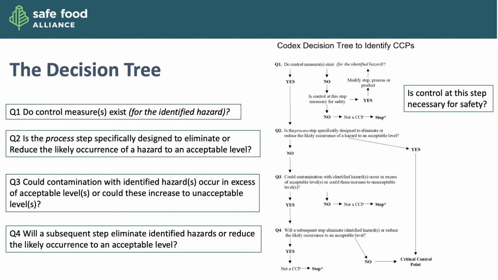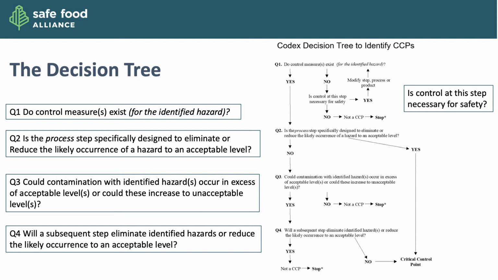So let's take a closer look at the decision tree. We're going to get into an example coming up, but just to review the 4 questions and how we would use this tool. For any significant hazard at a particular step, this is something your HACCP team should go through as a whole. Another important point to remember is that a record should be kept of going through this process, showing your answers to each of these 4 questions.